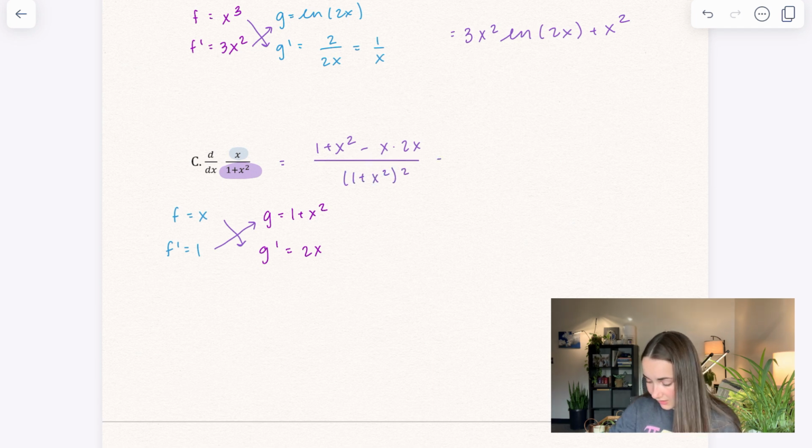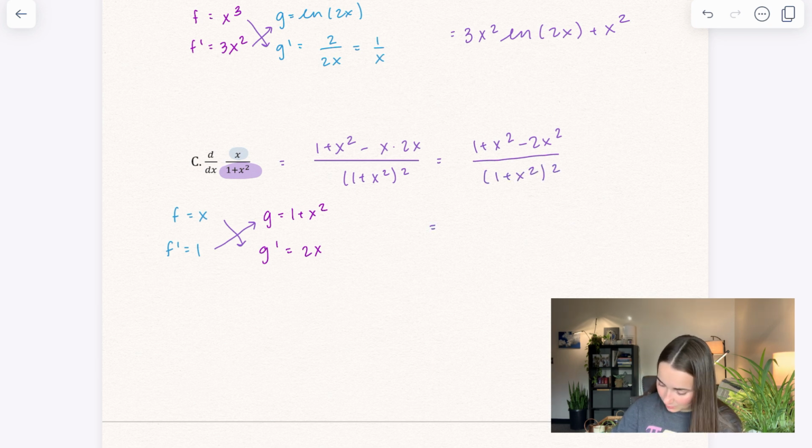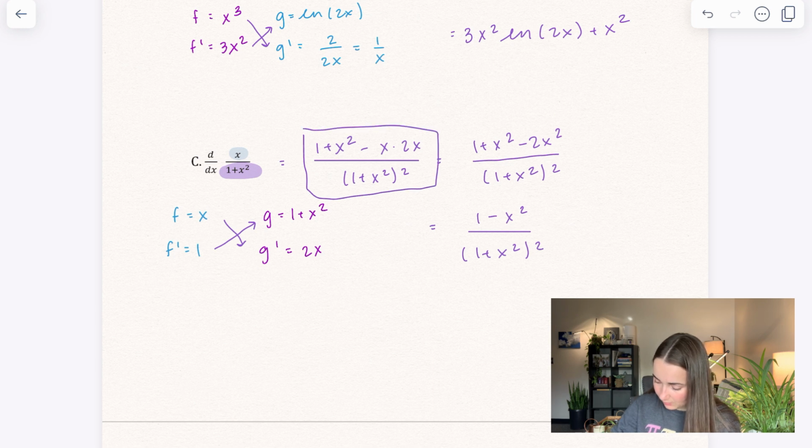So if your professor likes you to simplify, 1 plus x squared minus 2x squared divided by that denominator. And actually, we can simplify that one more time, right? We get 1 minus x squared divided by that whole thing. So like I said, if you were in our class, that would look beautiful. If your professor said to simplify, that would look beautiful.